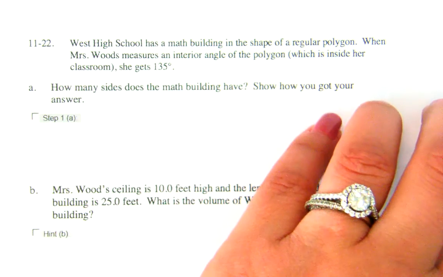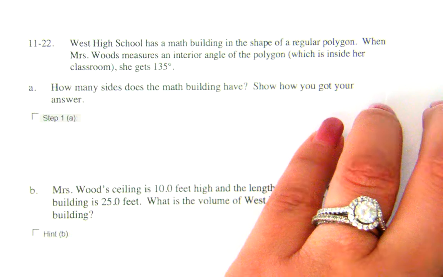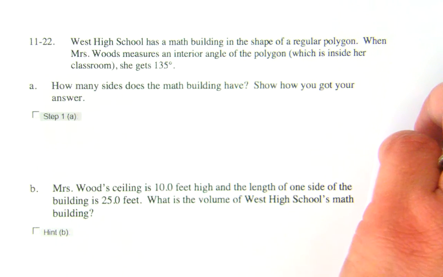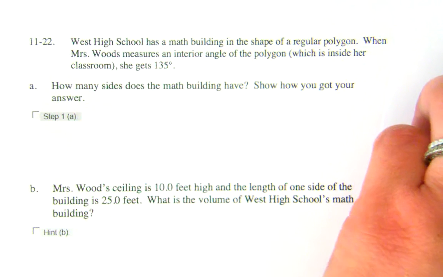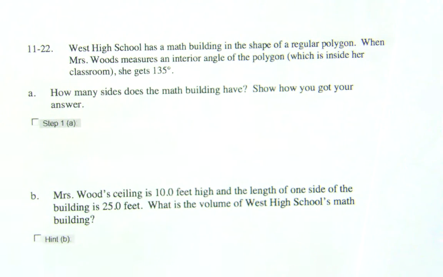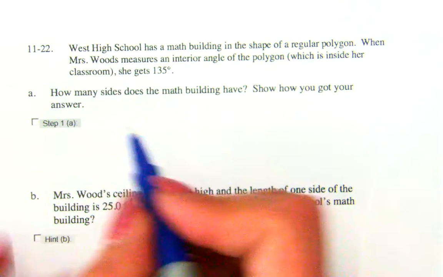When they measure the interior angle, they get a polygon which measures 135 degrees. So the question is, what type of polygon is it? So we can check, right? So show how you got your answer.